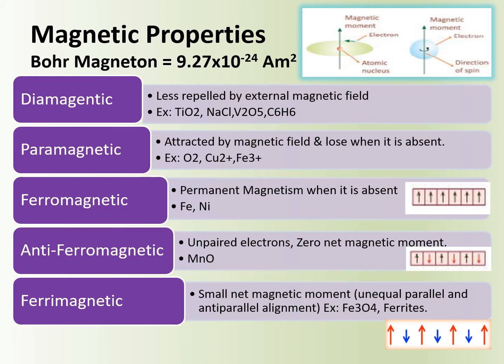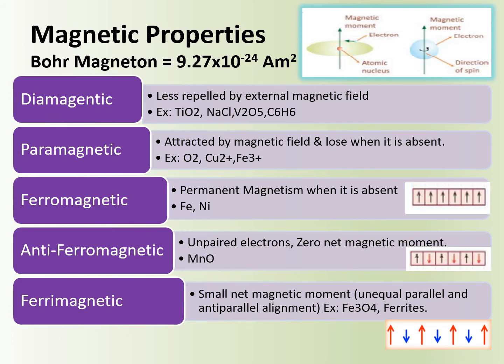Why is it so? If you see the spin alignment, it is always in the same direction, and due to the same direction alignment, the permanent magnetism will always be there. Examples are iron and nickel. Antiferromagnetism is the reverse of ferromagnetism. This also has unpaired electrons. You may expect that it may be paramagnetic or ferromagnetic, but it is not so in antiferromagnetic substances.